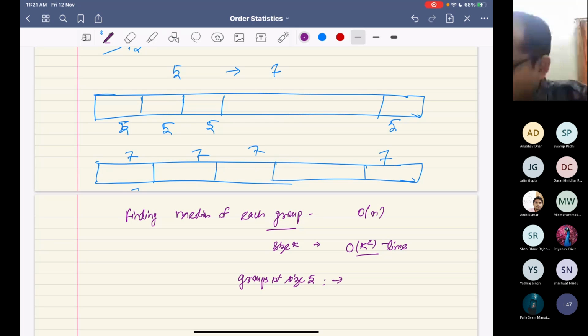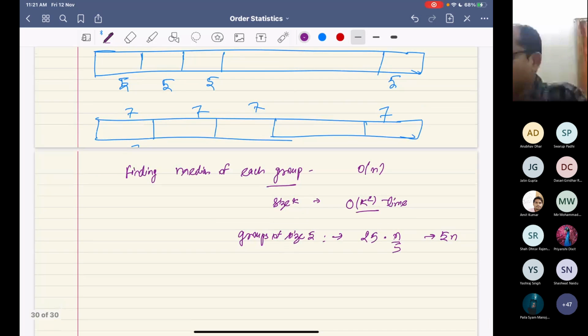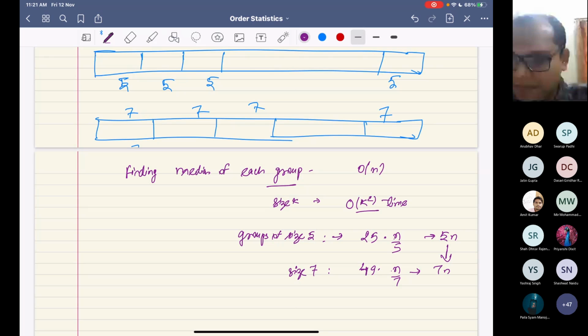25. And how many groups? n by 5. So this gives you 5n. And if you have groups of size 7, then 7 square is 49, times n by 7 groups, gives 7n. Okay. So there's an increase in this order n thing. It goes from 5n to 7n.